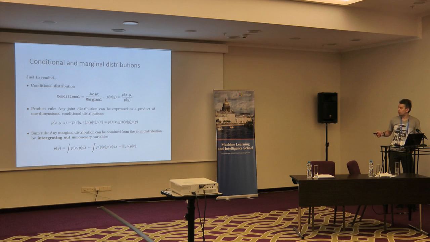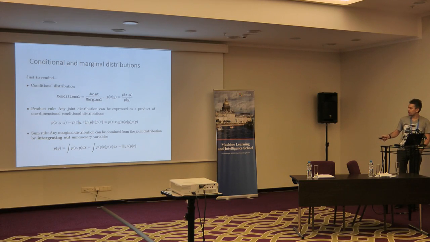And the two basic rules for working with probabilities, known as product rule and sum rule. According to the product rule, any joint distribution can always be represented as a product of one-dimensional conditional distributions. For example, if we are given a joint distribution on x, y, and z, we can always rewrite it as follows: P of x given y and z times P of y given z times P of z.